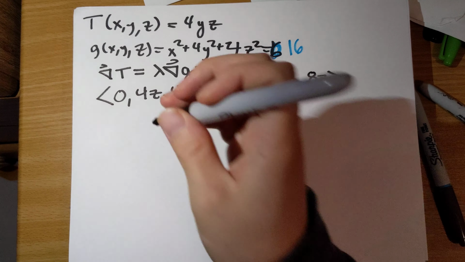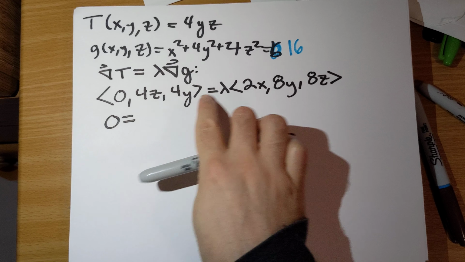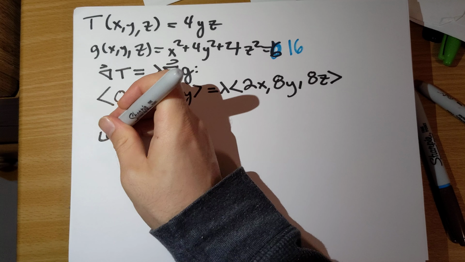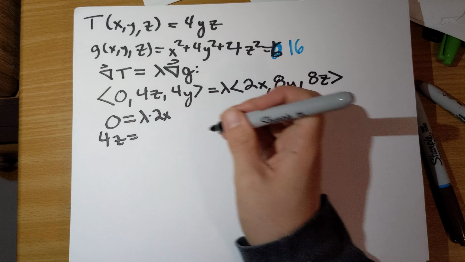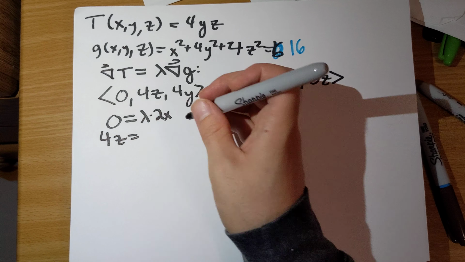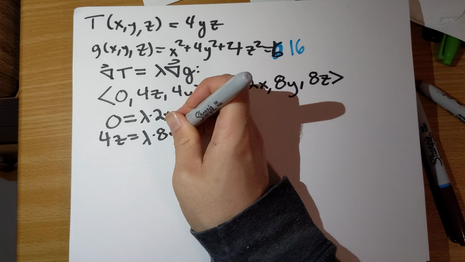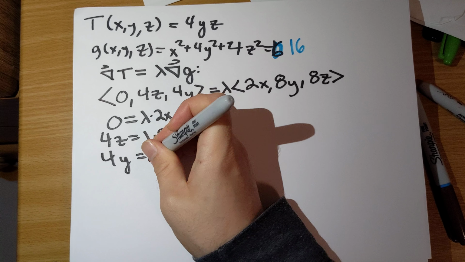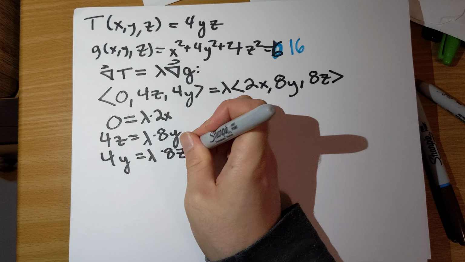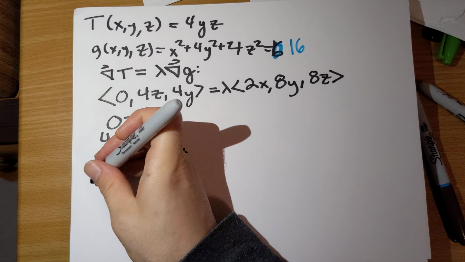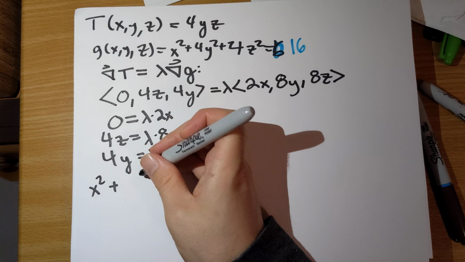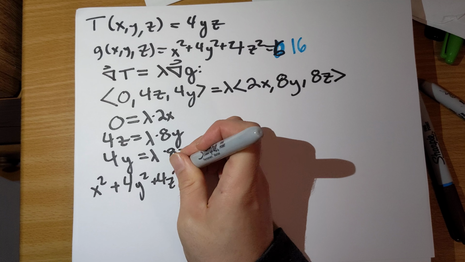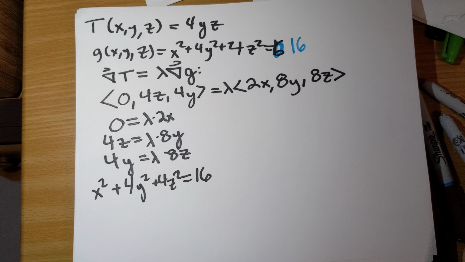So the system of equations we have is 0 is equal to lambda times 2x. Then 4z is equal to lambda times 8y. And 4y is equal to lambda times 8z. And then, of course, the constraint: x squared plus 4y squared plus 4z squared is equal to 16.